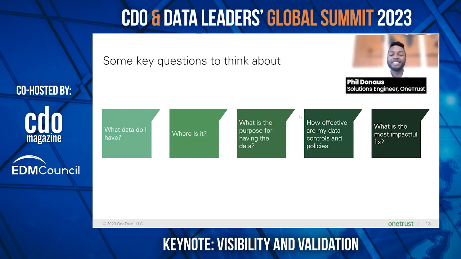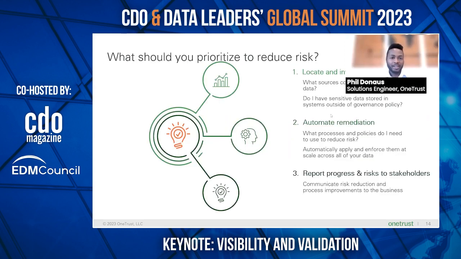So, well, these are some of the key questions, and I'm sure you have more. What data do I have? Where is it? What is the purpose for having this data? What is the most impactful fix? Well, the thing to think about is, again, the process that I highlighted before. You want to locate and inventory that sensitive data. You want to automate remediation. You want to report this progress to your stakeholders. You want to make sure that every individual, executive, key persona is involved as a part of this initiative, so that way your organizations can appropriately address the new landscape that we're looking at, DPO 3.0 when it comes to that, or Chief Data Officer 3.0.